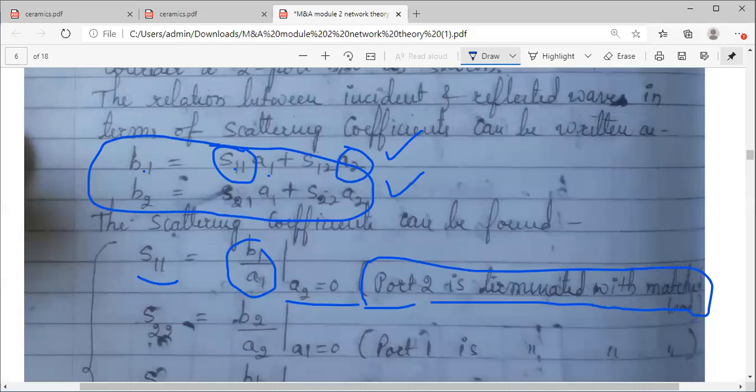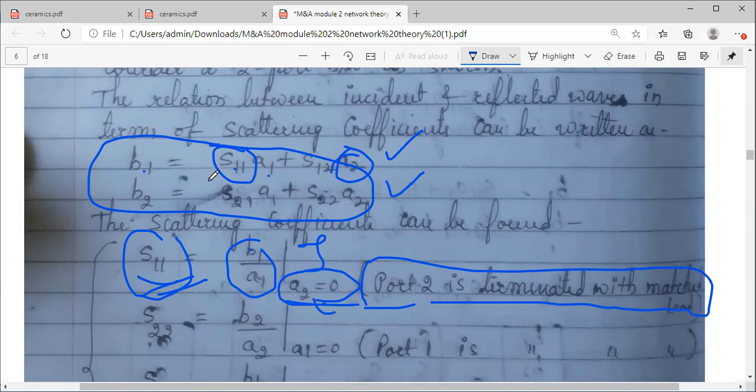Very good, Sana. It is called the reflection coefficient. I think tau is the symbol you use. So S11, which is B1 by A1, is your reflection coefficient. When I get this reflection coefficient S11, under what condition? A2 should be equal to 0.